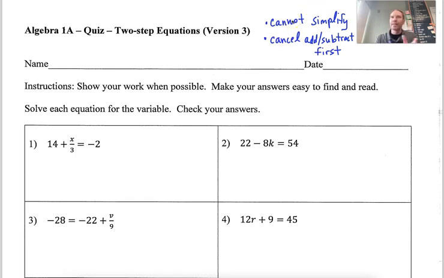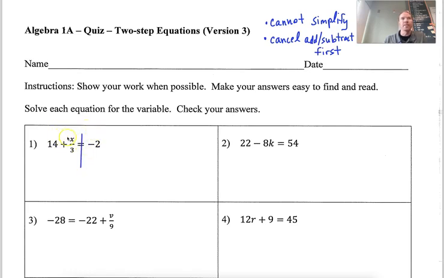When we get to more complicated equations, sometimes we're going to be able to simplify. Sometimes if I change, let's see, number 2, for example, if I change that and I say, hey, that was supposed to be 22k minus 8k equals 54, then you go, oh, you can simplify. 22 koalas, take away 8 koalas, we can simplify that. But in this case, we're not going to be able to simplify, and I'll try to double check that every time. So my recommendation is to first cancel the addition or the subtraction, and then we'll cancel the multiplication and division second. So here we go on number 1.